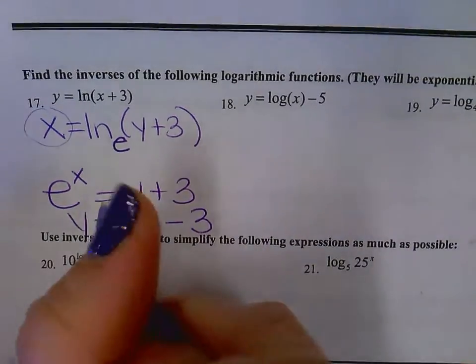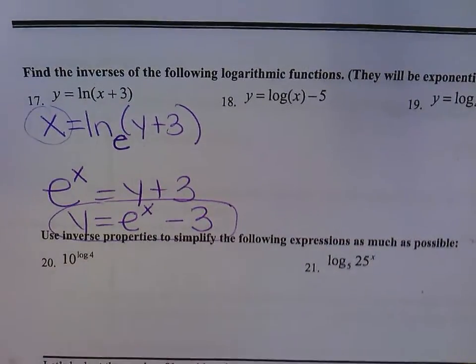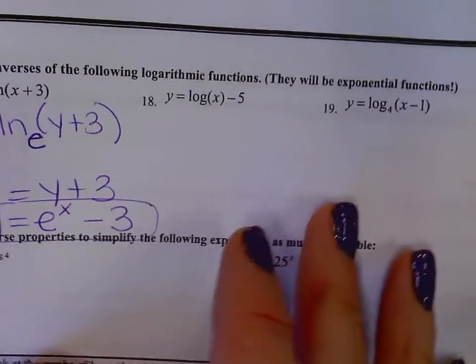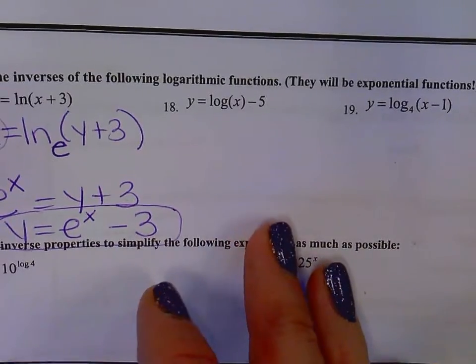So the minus 3 is like a downshift. This is going to shift the graph down. This would have shifted the graph left because it was inside a function. Inside, outside. All right, let's do one more, and then we'll do number 19 when we get back from lunch. So on 18, I switch x and y.